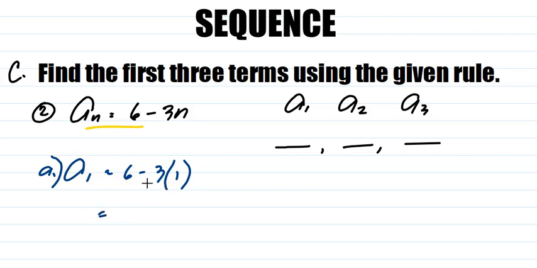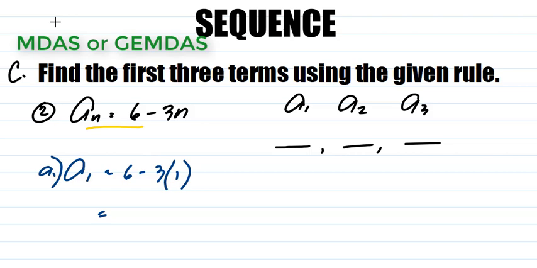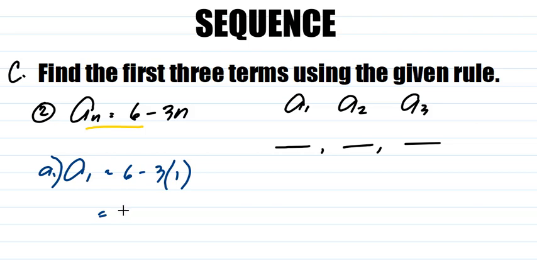Pero syempre, don't forget, pag series of operations, dapat i-follow yung rule na MDAS or yung GEMDAS. So, magmumultiply muna tayo bago mag-subtract. So, 6 minus 3 times 1 or pwede ding negative 3 times 1 is negative 3. And then, 6 minus 3 is 3. Therefore, our a sub 1 is 3.